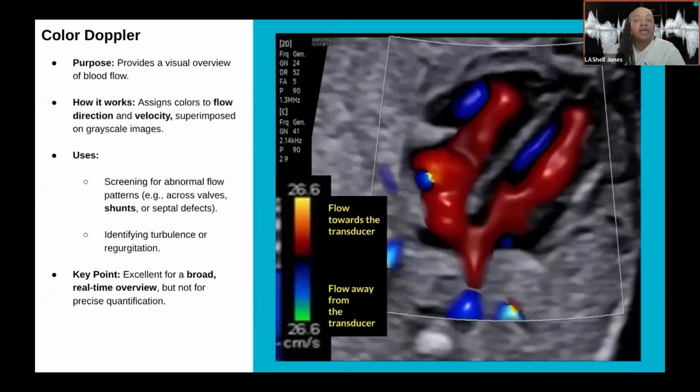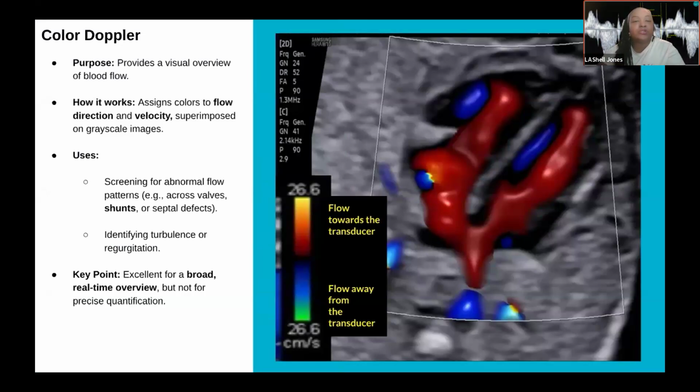All right, so color Doppler here. Here's a beautiful example of color Doppler being used to assess the septum. We're going to go in further to talk about the ventricular septal defects that we can see and the particular shunting that we're able to see. But first and foremost, we're just getting an introduction of each, okay?